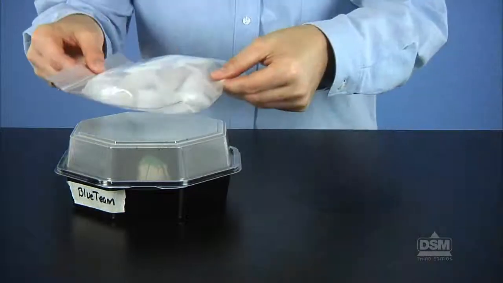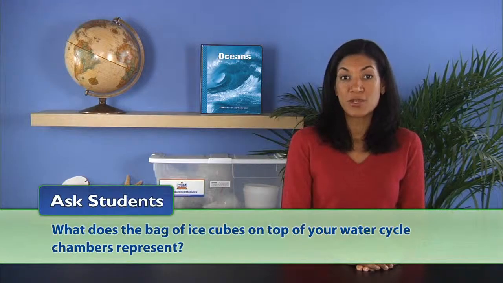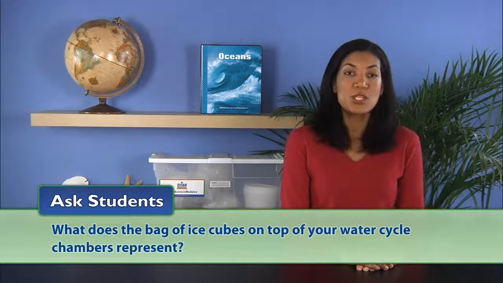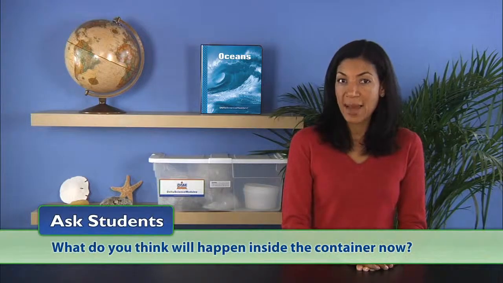Instruct students to place the bags on top of their water cycle chambers. Ask students, what does the bag of ice cubes on top of your water cycle chambers represent? Students should respond that the bag of ice cubes represents colder air high in the atmosphere. Then ask, what do you think will happen inside the container now?